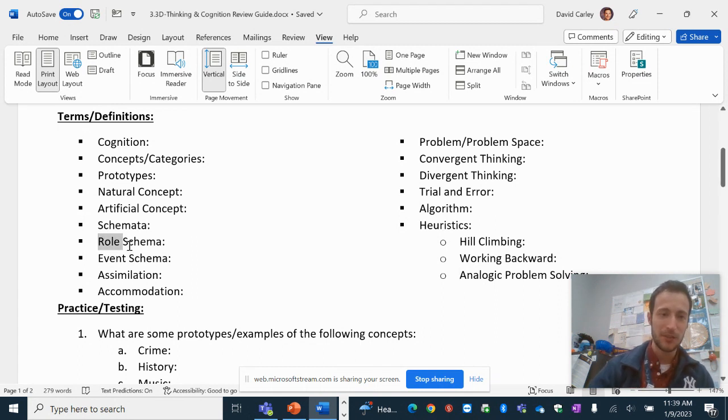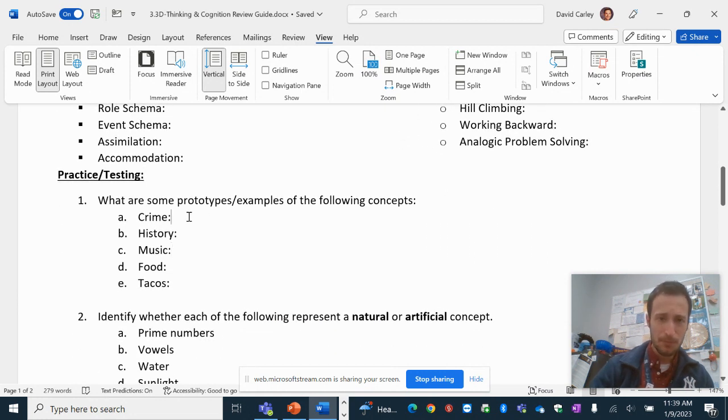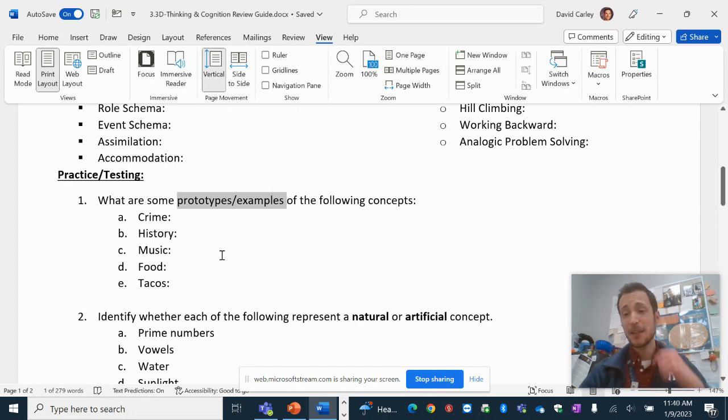Also, we talked about other types of schemata besides role schema and event schema. If you know a couple of those, it's fine, but I'm not going to specifically ask about them. Okay, so prototypes. When we're thinking of prototypes, we're just trying to think of the prime top examples that you have in your schema for those concepts. I could give you mine, but I don't know if that's going to be really helpful. All you have to do is think about the first thing that comes to your mind.